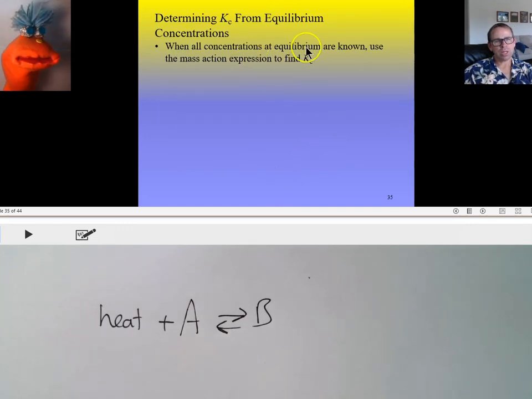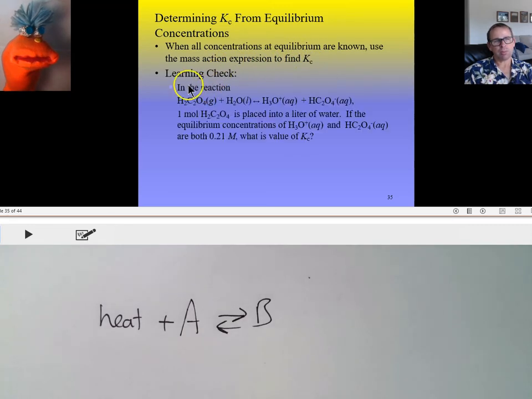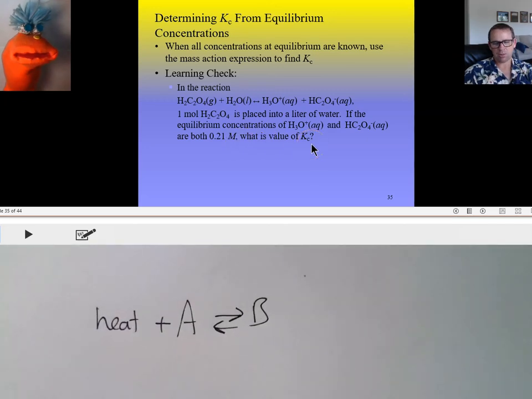When all concentrations at equilibrium are known, we can use the mass action expression to find the equilibrium constant. All right? So, for example, here's a chemical reaction that's in equilibrium. 1 mole of this material is placed into a liter of water. If the equilibrium concentration of the hydrogen ion, H3O+, and this material are both at this concentration at equilibrium, what is the value of the equilibrium constant for this reaction?